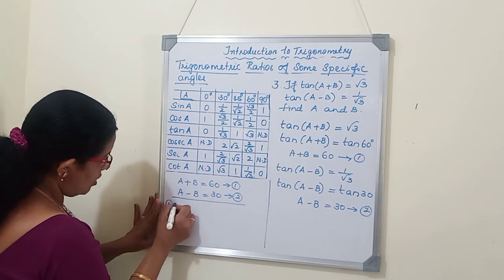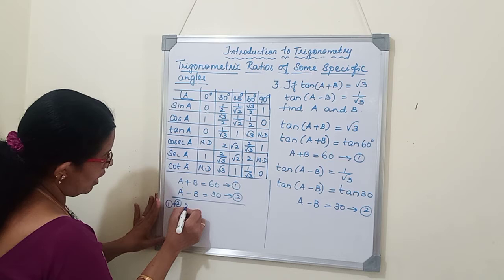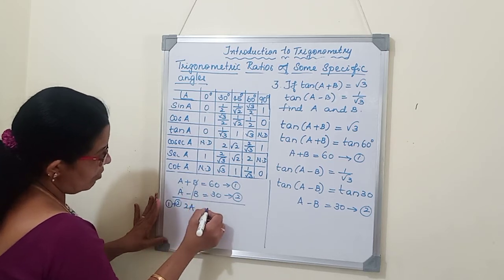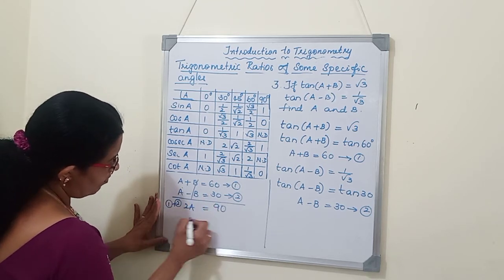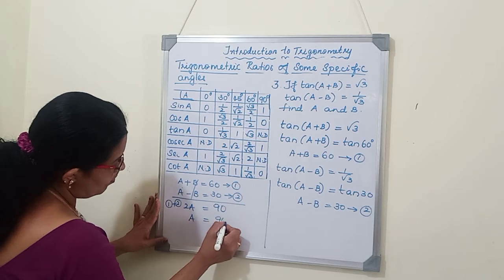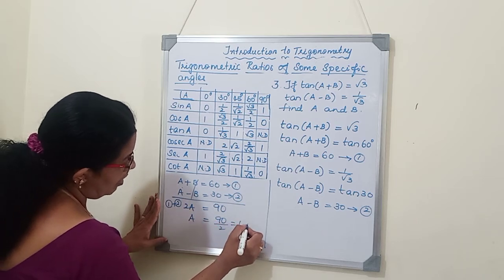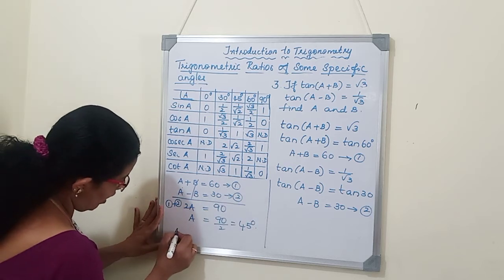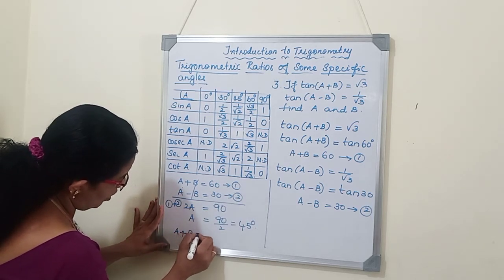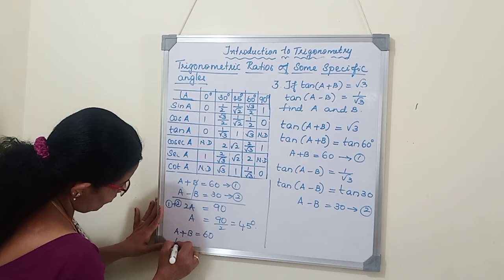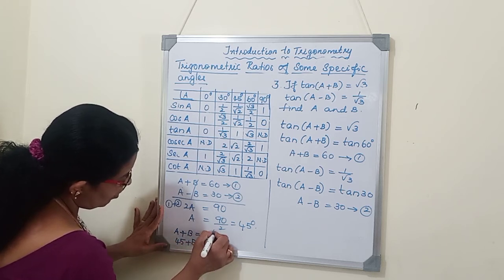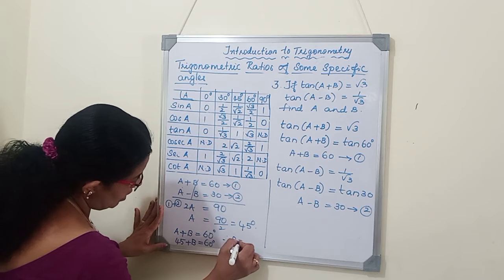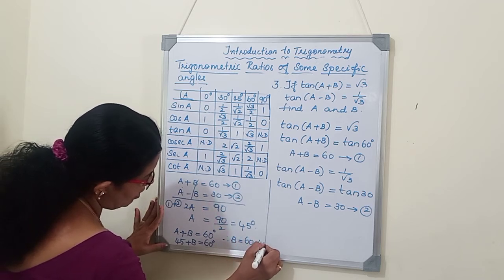We will add these equations: a plus a is 2a, b and minus b cancel, and the right side is 90. A is 90 by 2, which is 45 degrees. So the value of a is 45. To find the value of b, substitute the value of a in any one of the equations. So a plus b is 60, 45 plus b is 60. Therefore, b is equal to 60 minus 45, which is 15.